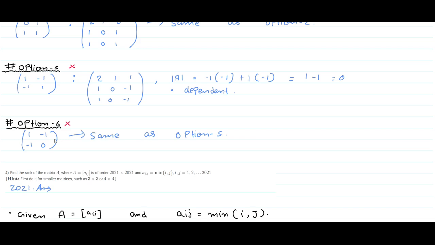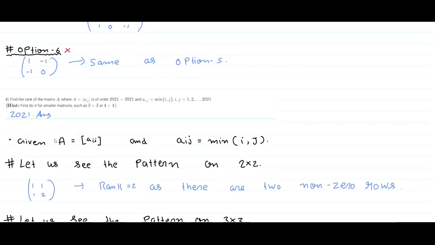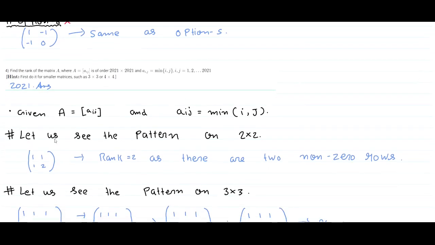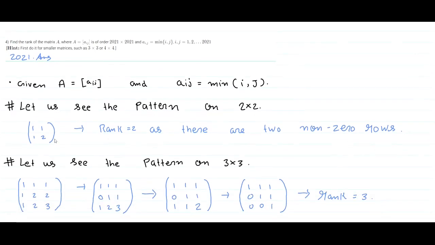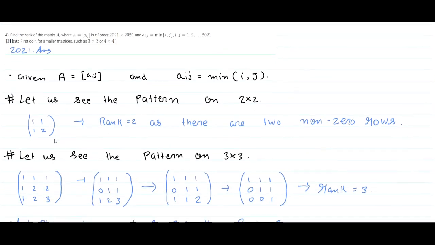Question number 4 says to find the rank of a matrix A, where A is of order 2021 cross 2021, where Aij is equal to the minimum of i or j. So it is given that matrix A is of order 2021 cross 2021, where each element is the minimum of its row or column number.